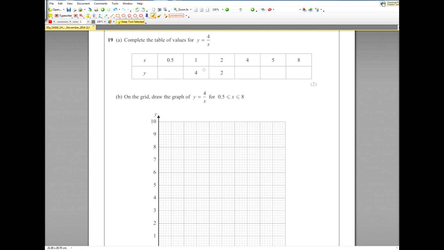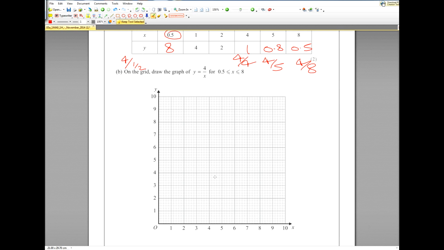Okay, right, let's quickly work through that. Nice, lovely question here. Y is equal to 4 divided by x. So y is equal to 4 divided by a half. 4 divided by a half is 8. Y is equal to 4 divided by the x value. 4 divided by 4 is 1. And then 4 divided by 8 is 0.5. Lovely. And let's put this on the graph.